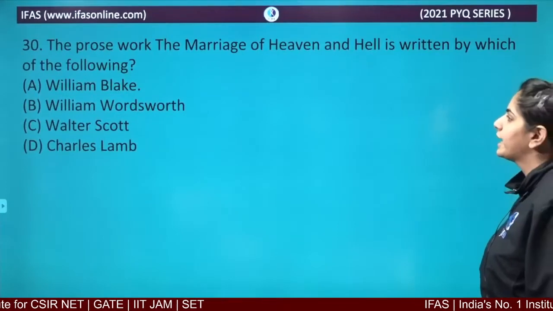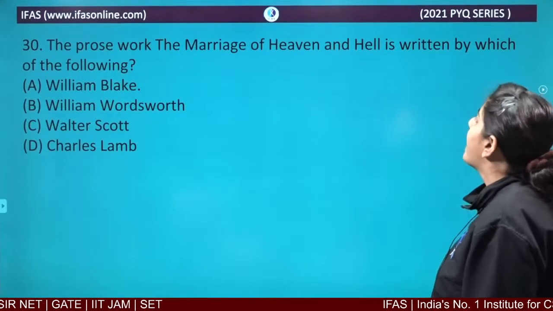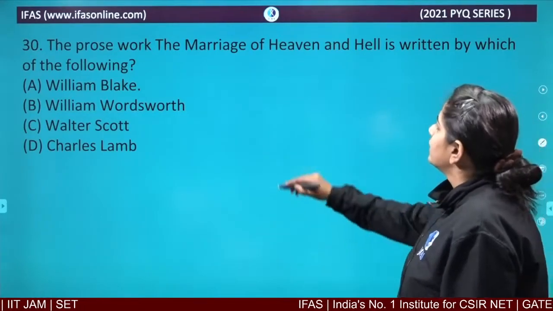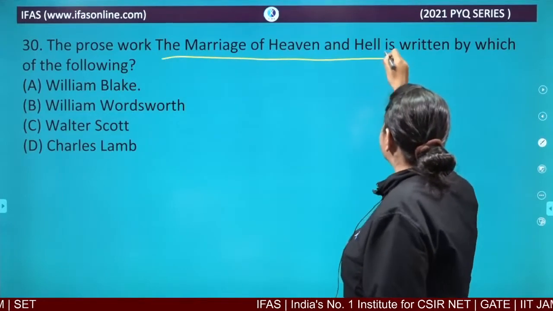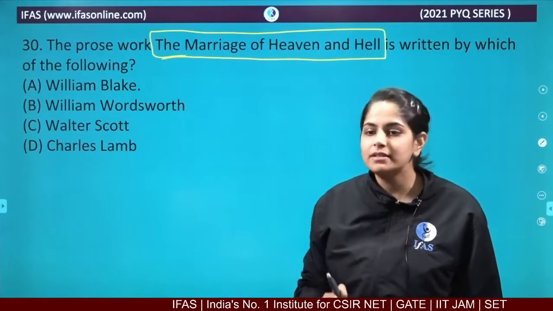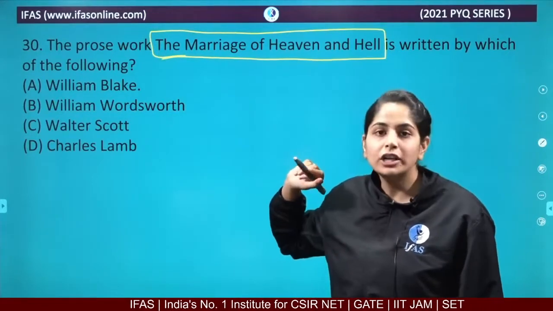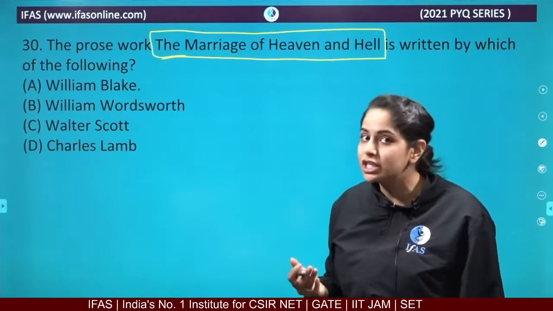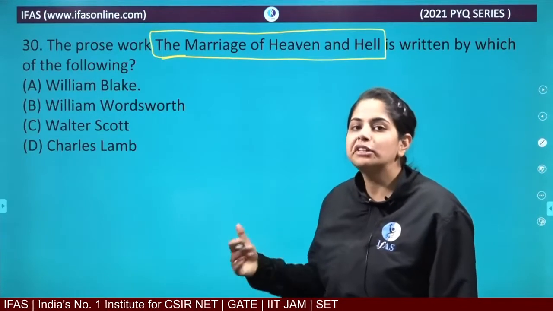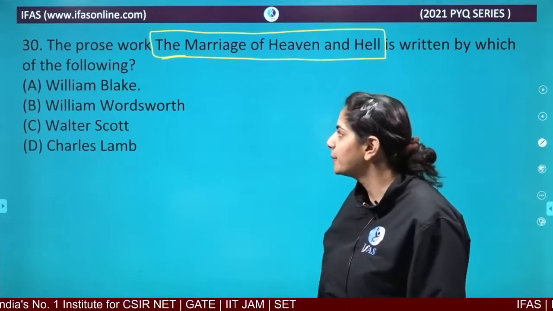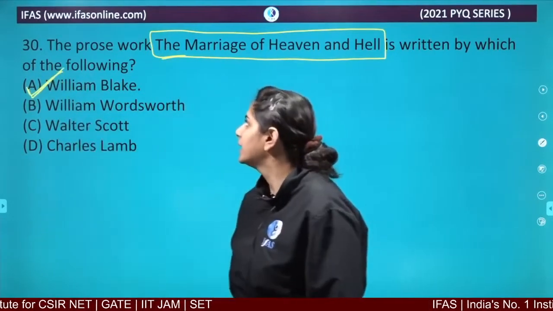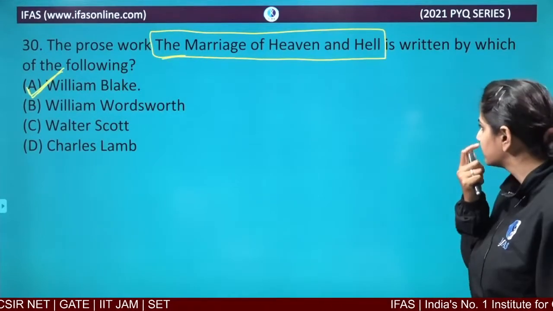Let's pay attention to the next question. The prose work The Marriage of Heaven and Hell is written by which of the following? Now the work's name is The Marriage of Heaven and Hell. We have seen this when we were studying British literature. Who is the author of The Marriage of Heaven and Hell? William Blake. William Blake is the author of this particular prose work. Okay.